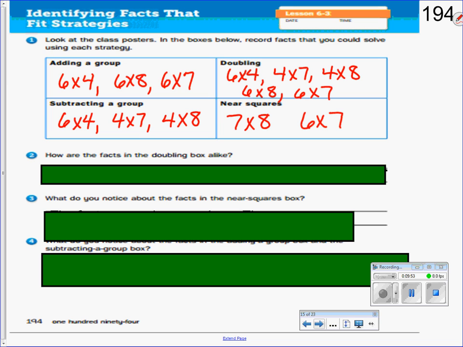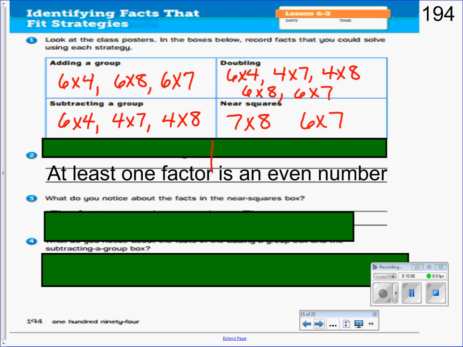All right, the next part says, how are the facts in the doubling box alike? They're alike because at least one factor is an even number. So if you look in our doubling box here, at least one of your factors has to be an even number. Now, both factors can be even, but both factors cannot be odd numbers.